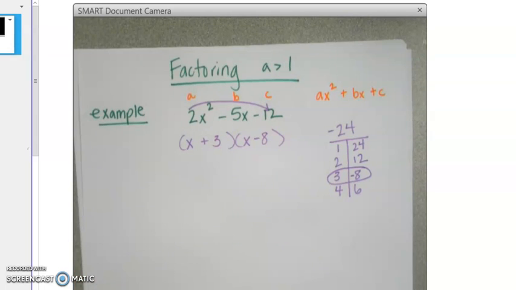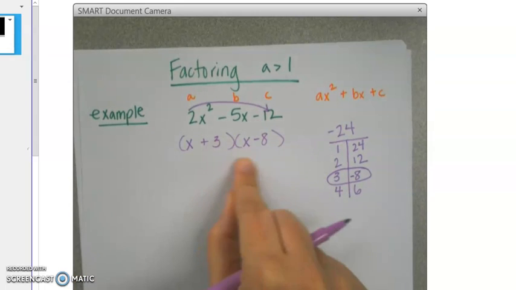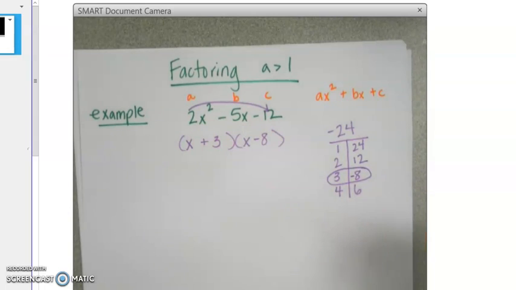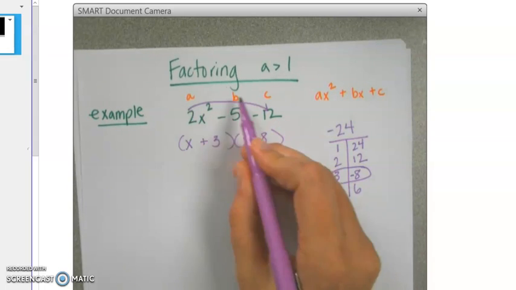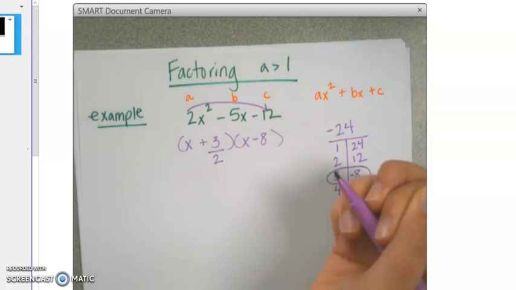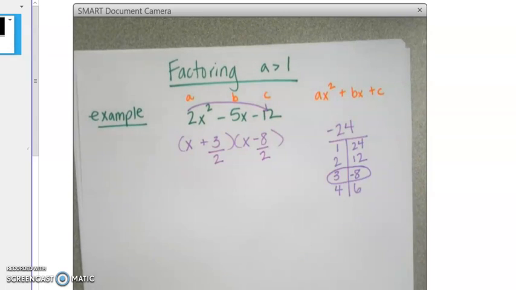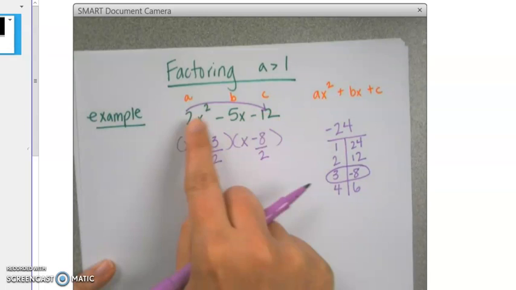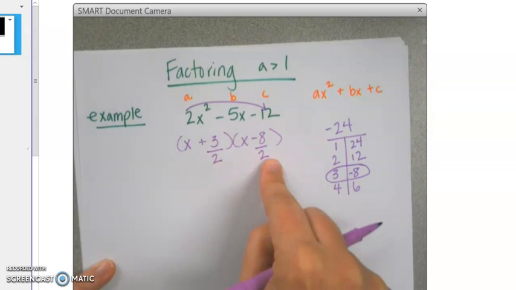Now we are not done. If you multiply these two together, you would not get this original equation. So because we multiplied the 2 in, now we have to divide that 2 back out. So we're going to divide by 2, divide by 2. This is very important. If you forget to do this, you will get the wrong answer every time. We multiply the number in front in, now we're going to divide it out.